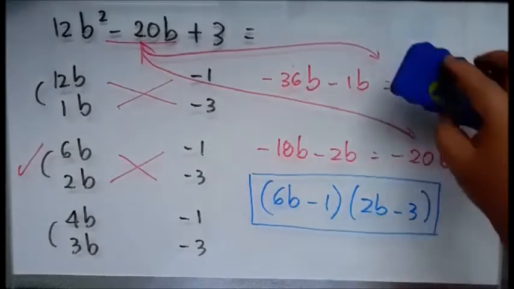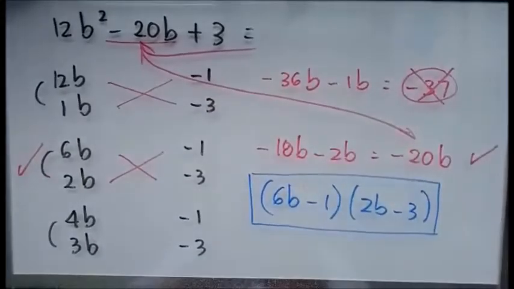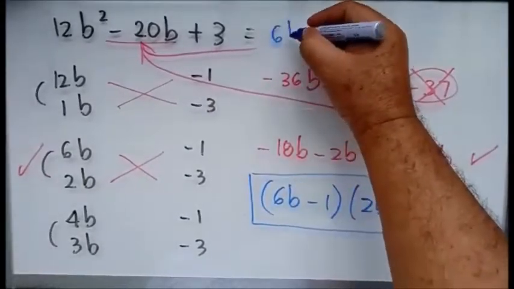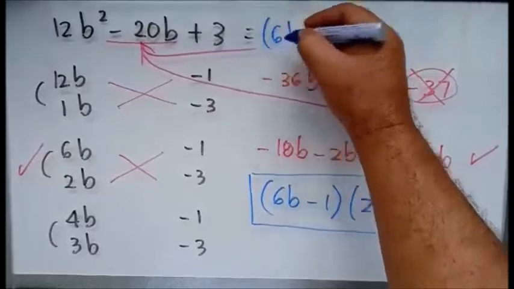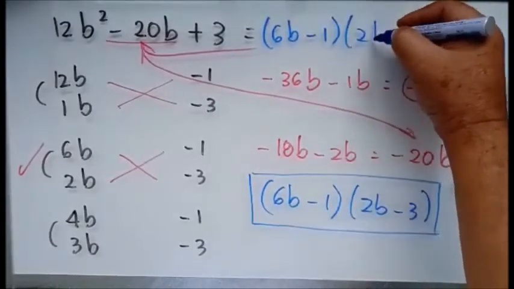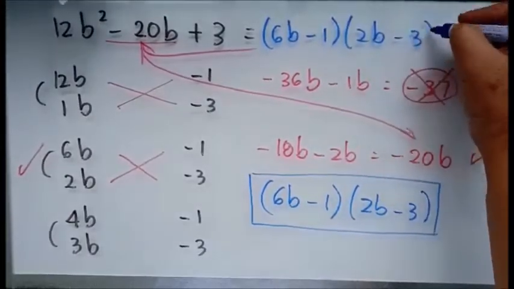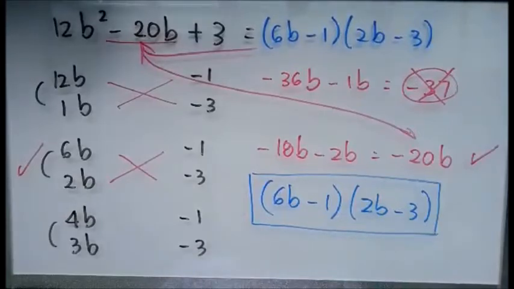Okay, so let's check. Let's write it here. This will become 6b minus 1 times 2b minus 3. Remember, this style is my style. This is not the usual way. I am just doing my interpretation. Okay, let's try another one.